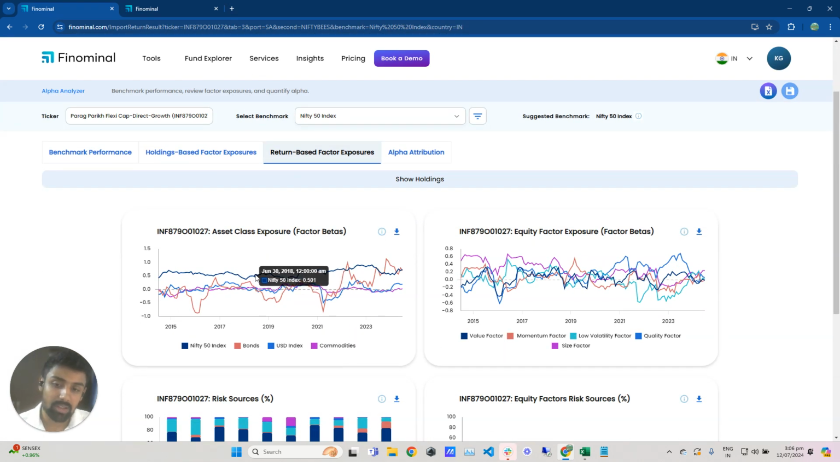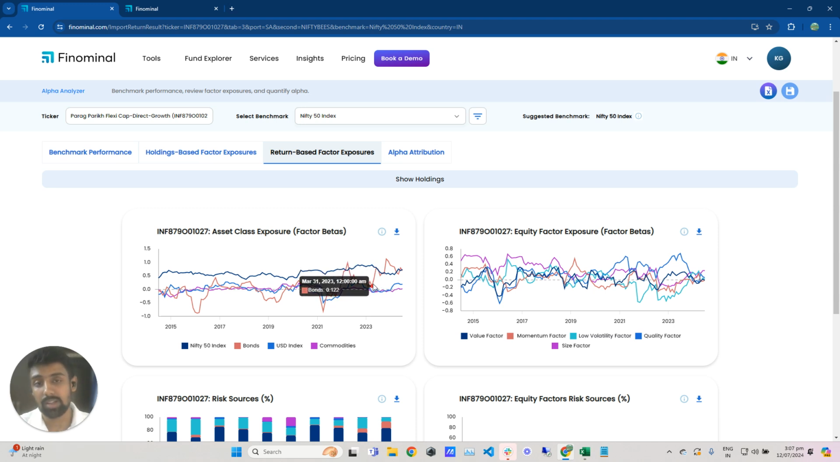So here you can see a beta of, on average, around 0.5, 0.6. A beta of 1 means that it's tracking the benchmark, so it moves along with the benchmark. So if the benchmark Nifty 50 goes up by 1%, if you have a beta of 1, that means that the fund will also go up by 1%. So you can see that it's not as volatile as the benchmark, as the beta is lower than 1.